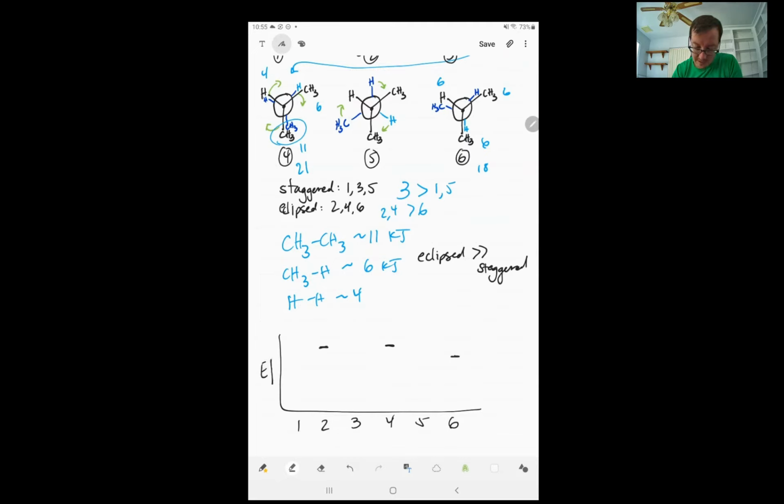So remember, energy is always our y-axis for this. So 2 and 4 have equal energy. 6 has a little bit lower. And if we look at the staggered ones, staggered are always lower, but we saw that 3 had more energy than 1 and 5. So 1 and 5 are going to be our low ones here, and maybe number 3 is a little bit higher up. So that's how I'm making these distinctions here.